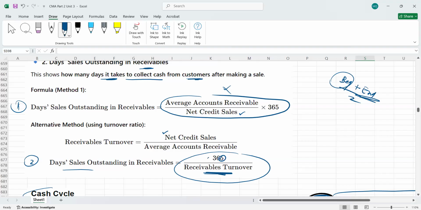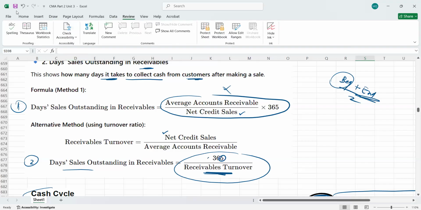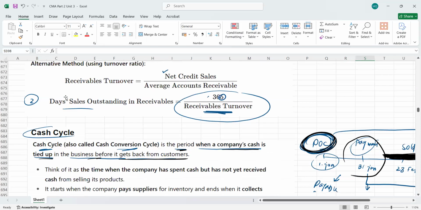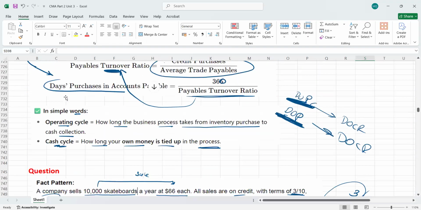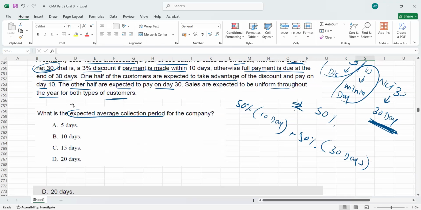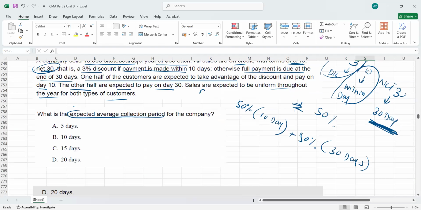So now guys, look here. This is another approach to calculate the receivable days. If the question has information about discount, you will apply this equation. Receivable collection period will be equal to the percentage of customers who will pay within the discount period plus the percentage of customers who will pay in the normal period. Just that average you need to calculate. That's called average collection period, right?